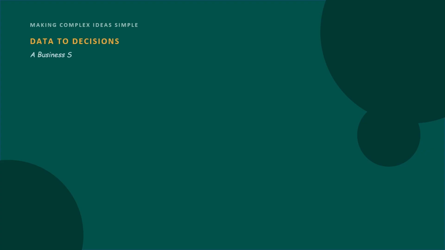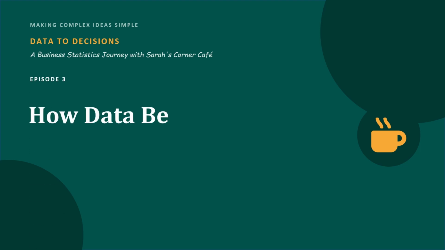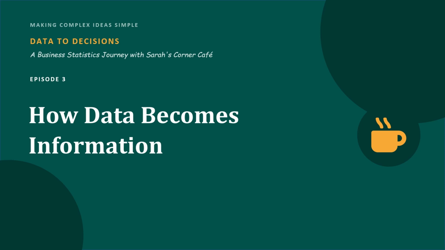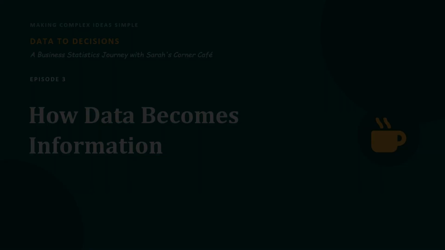Sarah's Corner Cafe has been running for 10 days. She's collected her revenue numbers. They're sitting neatly in a spreadsheet. But now she's looking at the screen thinking, so what? What do these numbers actually tell me? That's what we're solving today. We're going to turn Sarah's raw numbers into useful information and then use that information to make a business decision.